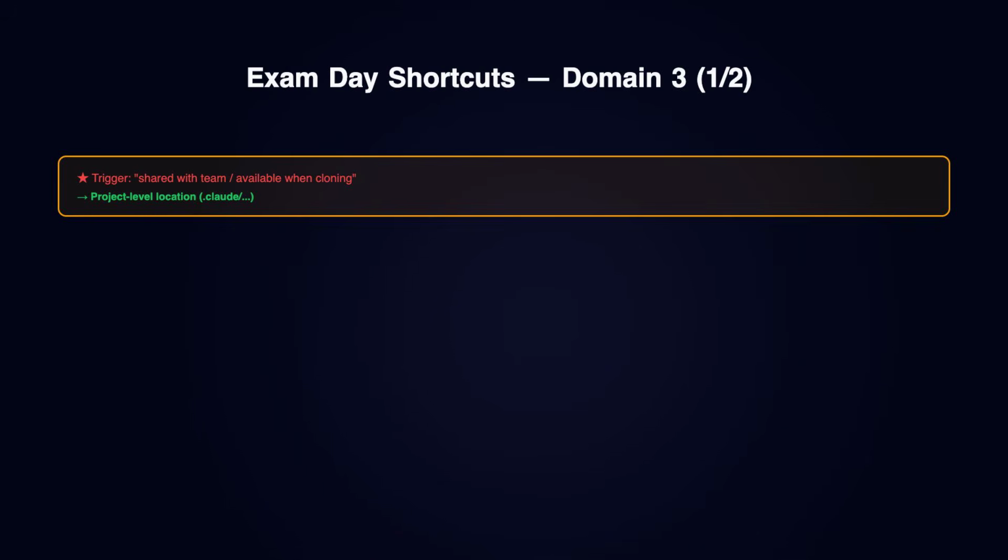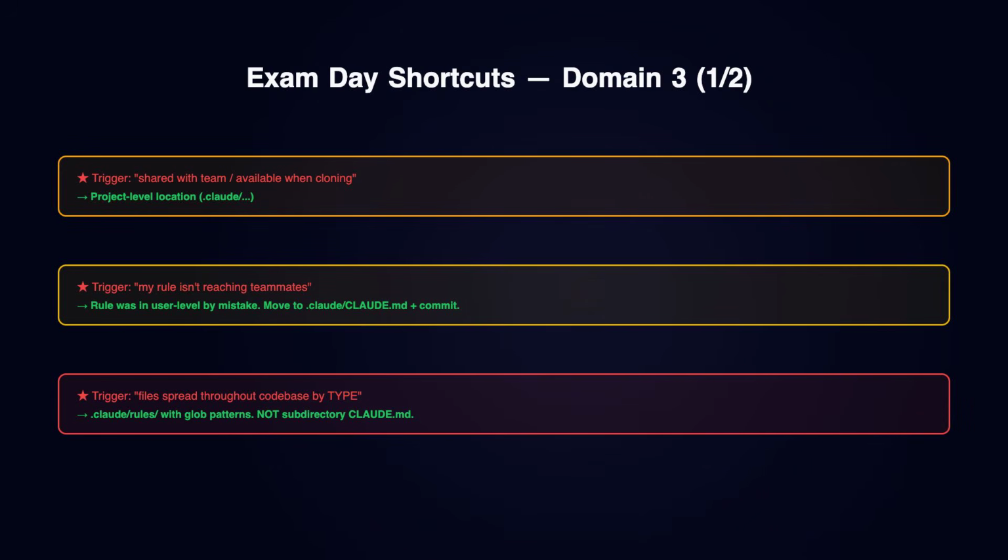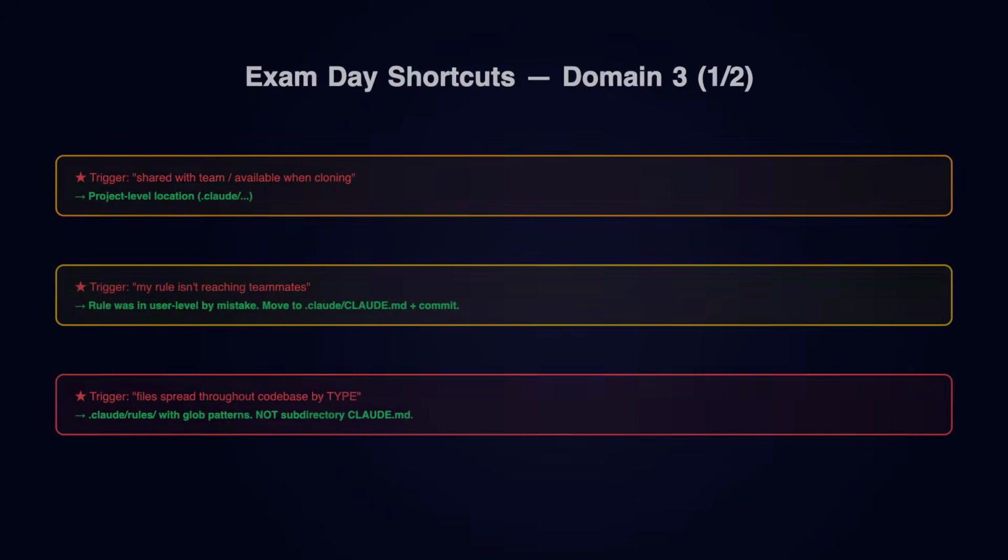Let's lock in the exam day trigger phrases for Domain 3. Shared with team, available when cloning: project level, in the .claude folder committed to Git. "My rule isn't reaching teammates." It was put in user level by mistake; move it, and commit. Files spread throughout the codebase by type: .claude/rules with glob patterns every time.